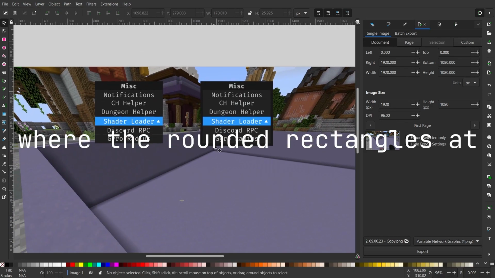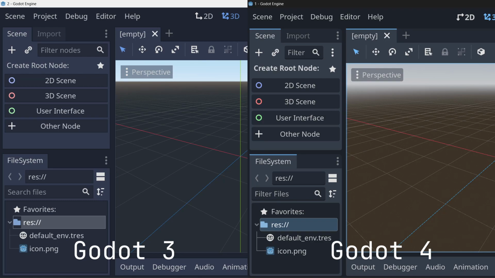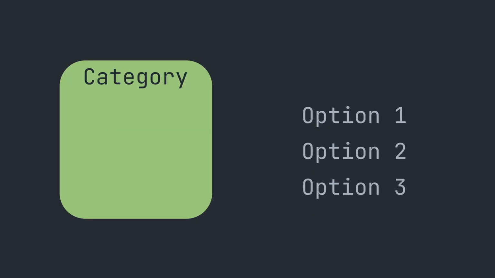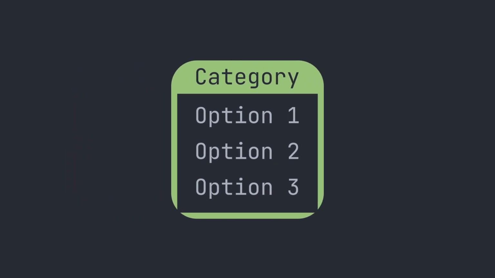I wanted rounded corners because a lot of GUI applications have them. See, Godot 3 doesn't have rounded corners, but Godot 4 does. So I decided to implement rounded rectangles. First thing that came to mind was to just draw the rounded rectangle with vertices. I wanted to make the rounded rect as a category that hugs the options below.